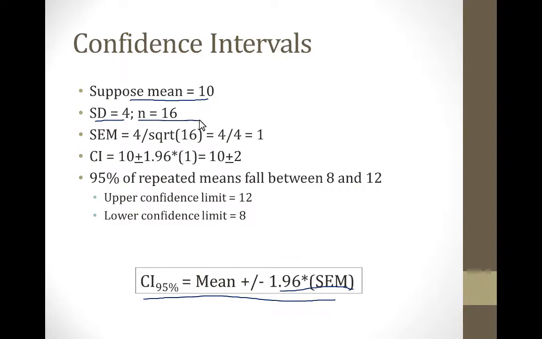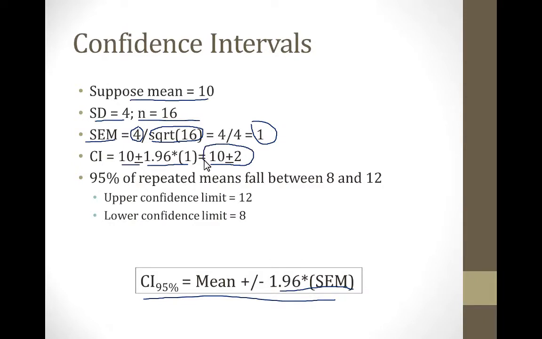Well, recall from a few slides ago that the standard error of the mean is equal to the standard deviation, 4, divided by the square root of the number of samples. So that would be the square root of 16. Well, the square root of 16 is 4, so this would be 4 divided by 4, and the standard error of the mean, therefore, is 1. This means our confidence interval is 10 plus or minus 1.96 times 1, and 1.96 times 1 is basically 2, so our confidence interval is 10 plus or minus 2.